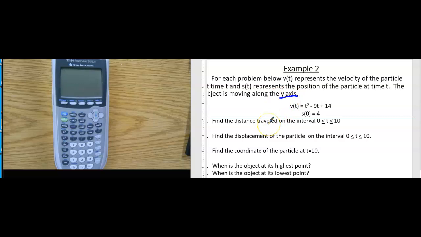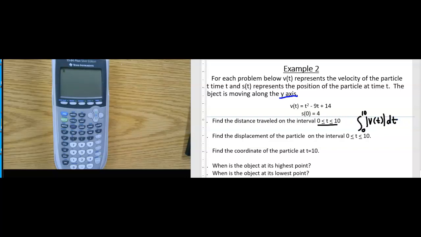All right, so we want to find distance. Well, we already know how to find distance on the interval from 0 to 10 is by taking the integral of the absolute value of the velocity and we're done. It's that simple. And we can just do that on our calculator. So let's do that on our calculator.